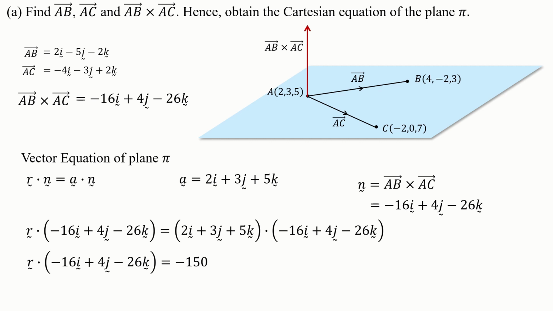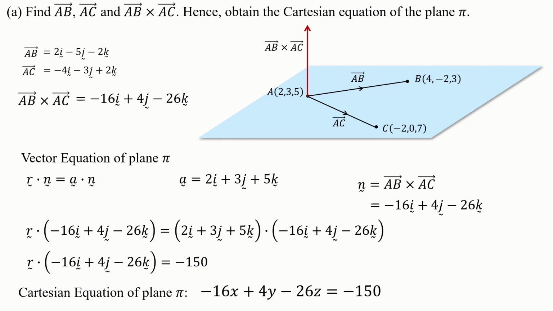changing i, j, k to x, y, z. So we get the Cartesian equation of the plane pi is negative 16x plus 4y minus 26z equals negative 150. So we're done with the first question, which is to find the Cartesian equation for the plane.